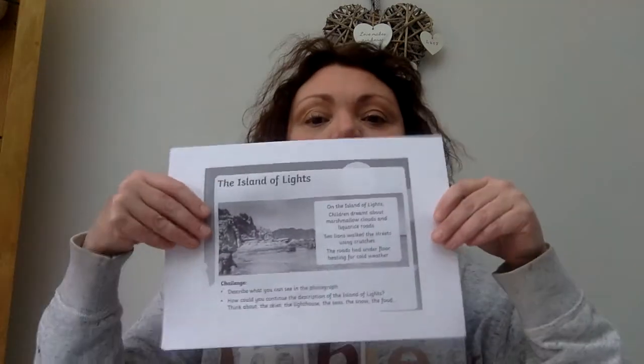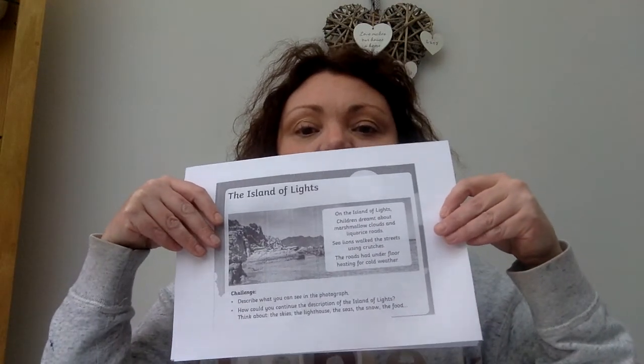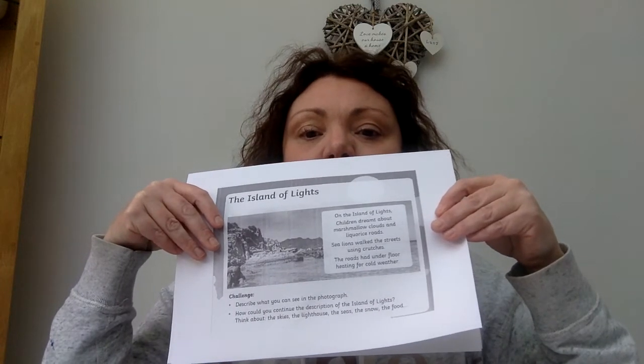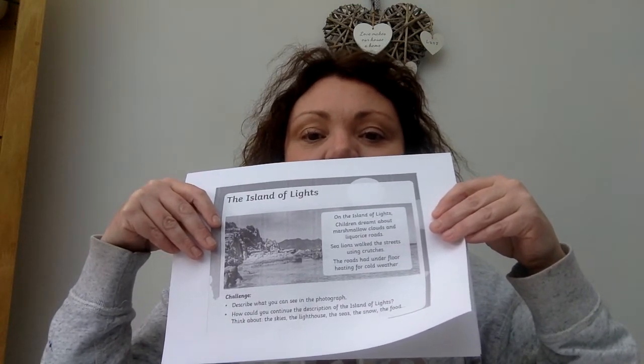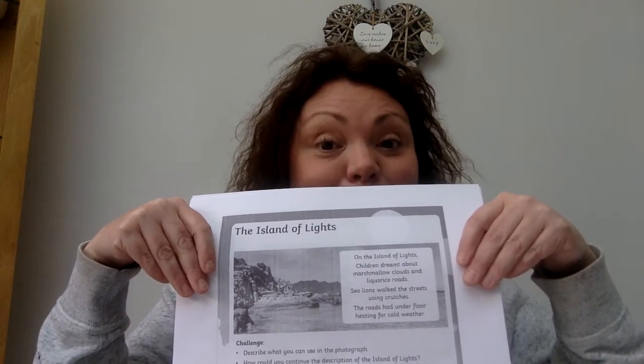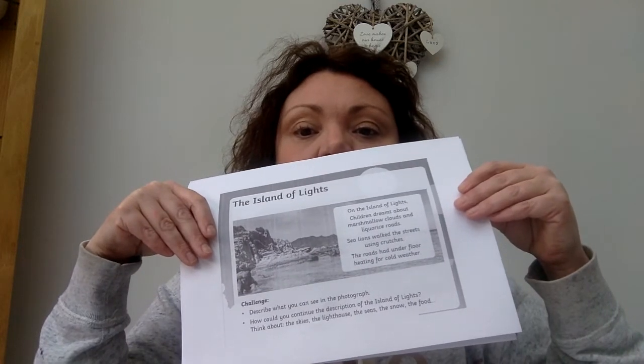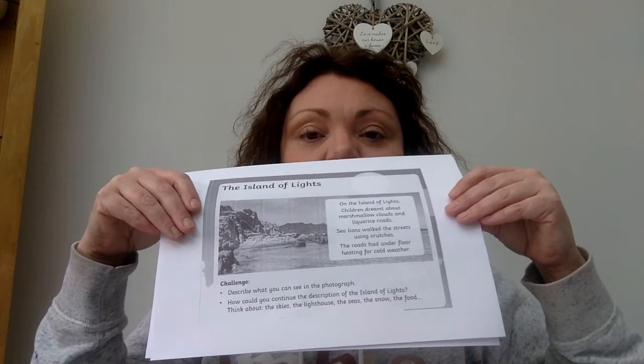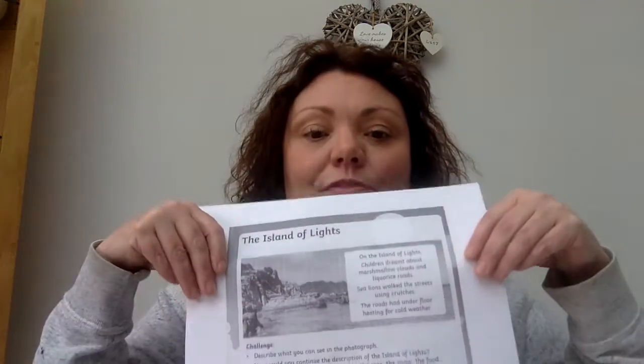Now, this is the second one. Oh my gosh, I love this one. So this is called the Island of Lights. And this is where children dreamt about marshmallow clouds and licorice roads. Wow. A lot of you spoke about sweet worlds and candy worlds for your portal story. So I think this might be right up your street. Sea lions walk the streets using crutches. The roads had underfloor heating for cold weather. Oh, wouldn't that be wonderful now if we had underfloor heating, it's so cold. I know Archie would love it when we went for a walk.